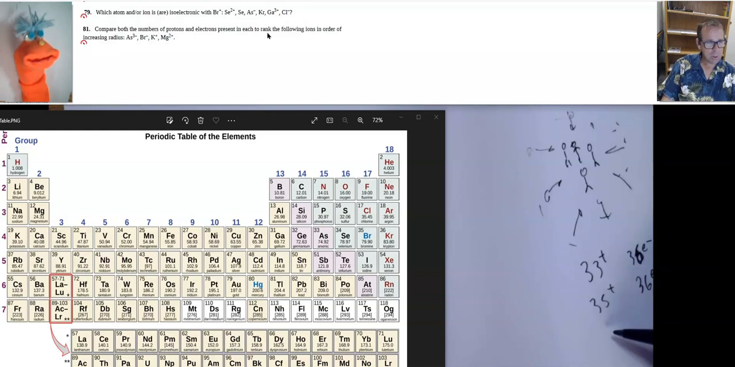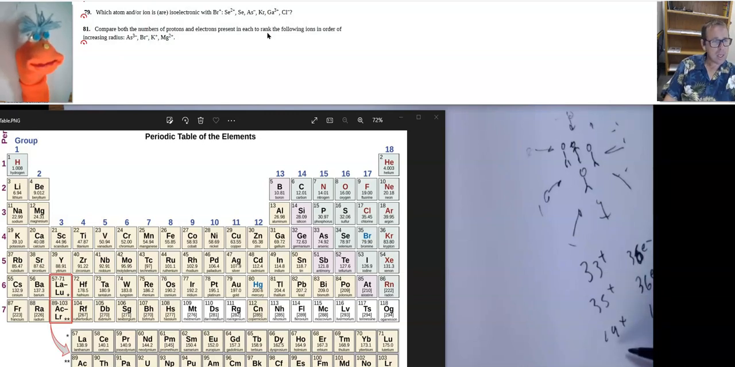For potassium, is that really what they wanted to say? I think they meant to say rubidium. But for potassium, we have 19 protons. Let's see, 19 protons and 18 electrons.